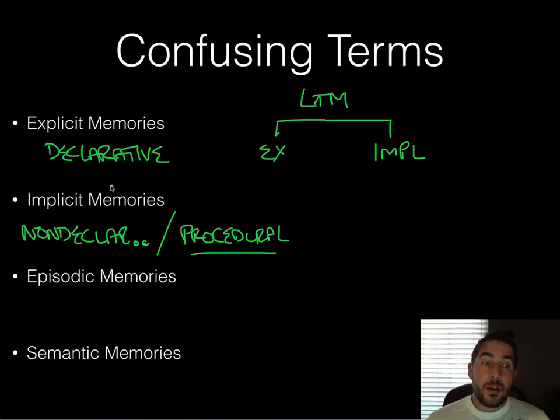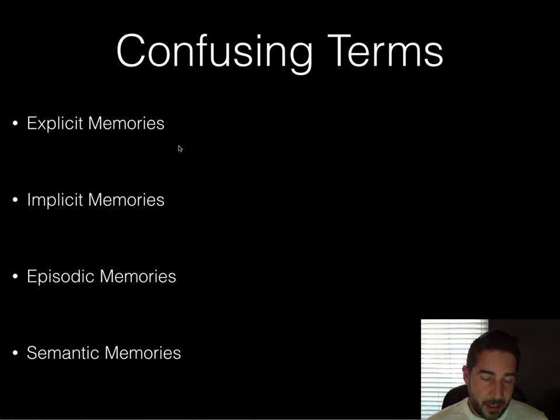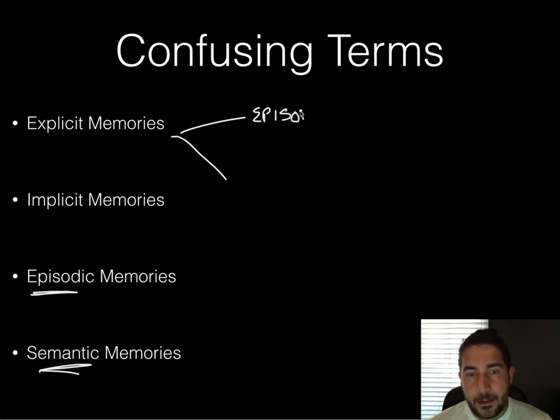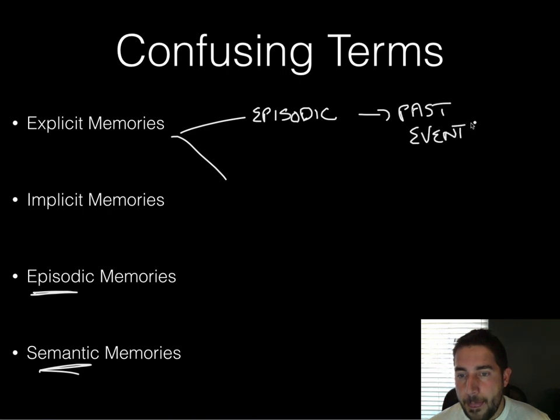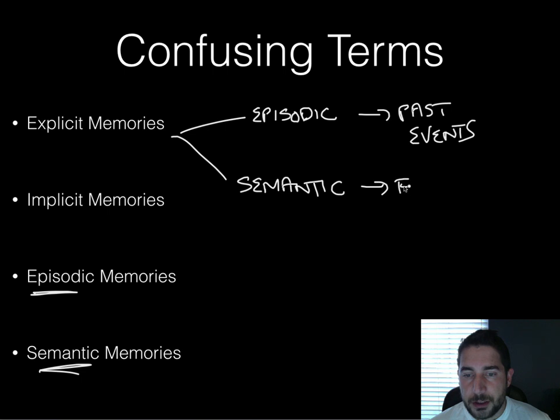Okay, explicit would be declarative, where you have to actually declare. And this one goes into two different categories, which are episodic and semantic memories. Episodic memories are memories of past events, and semantic memories are facts and knowledge.